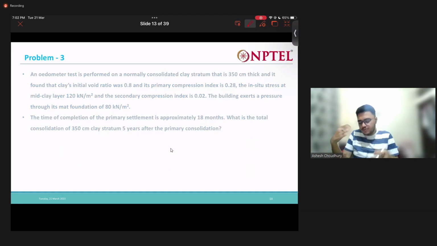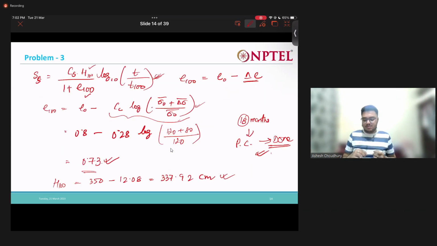So what we do is write the expression for the secondary settlement. In this expression we see that this Cs is known to us, this t100 is known to us, it is 18 months. These other terms we need to determine. So next we determine e100. e100 is nothing but the void ratio at the end of the primary consolidation state. We know the initial void ratio, from that we deduct this because we know this thing. We found out this e100.